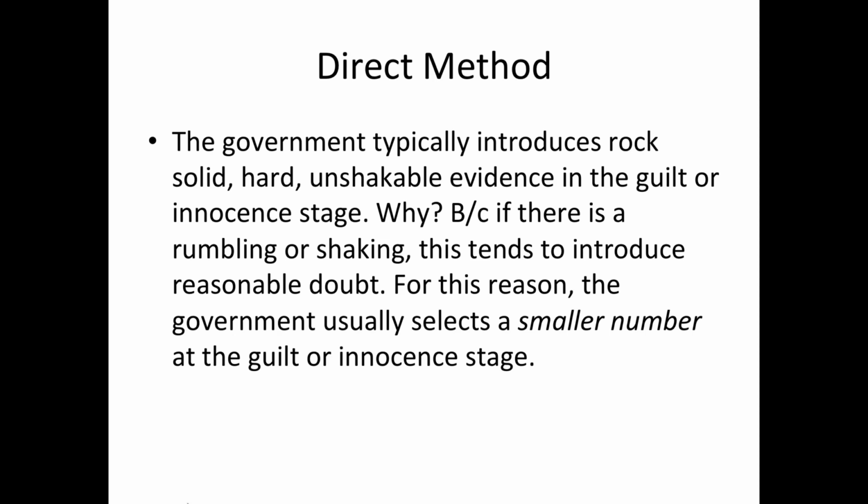And sadly, if it does get read to the jury, it's usually because a defense witness has falsified something under oath during their testimony. And so what's good for the goose, I guess, is good for the gander. Be careful what you wish for. So for this reason, the government selects a smaller number at the guilt or innocence stage.